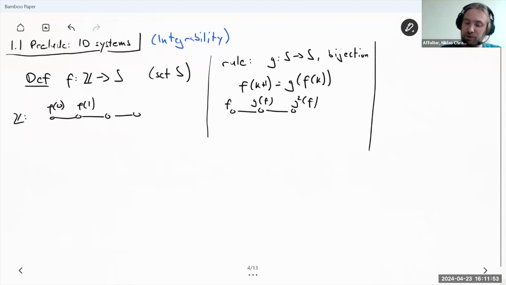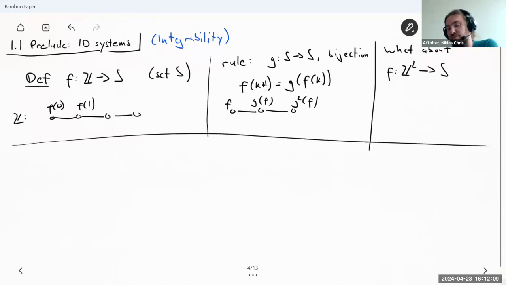But now the real question for integrability is: what if we look at f on Z squared to the set? So not just on the line, but on the whole lattice. We can distinguish a few cases. I guess they are going to be sort of obvious lemmas.